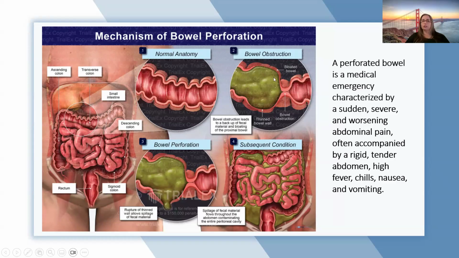And unfortunately, sometimes this part of the bowel gets stretched to the point where it cannot contain it anymore. And what ends up happening is a perforation, or basically a hole. A hole appears in the bowel, and then we have leakage of fecal material into the peritoneal space.